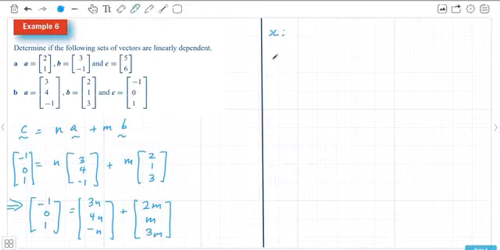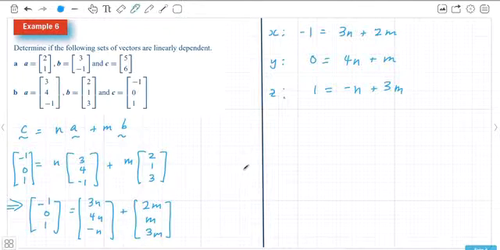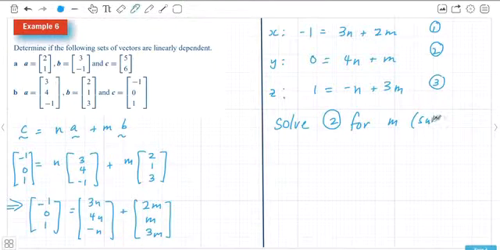So we've got 3 expressions for x, y, and z. This is a 3-dimensional vector. So we've got, reading across the top line, -1 equals 3n plus 2m. You've also got 0 equals 4n plus m, and 1 equals -n plus 3m. Okay, so you've got 3 expressions. You've only got 2 unknowns, so actually you won't need all of these expressions to help you find n and m, but your n and m need to satisfy all of these. So I'm just going to label them 1, 2, 3 again. So I can see there for the second expression I could solve 2 for m, and then I could use substitution method.